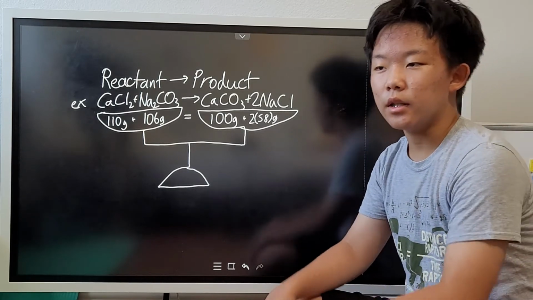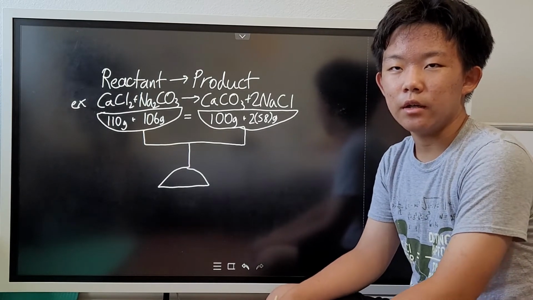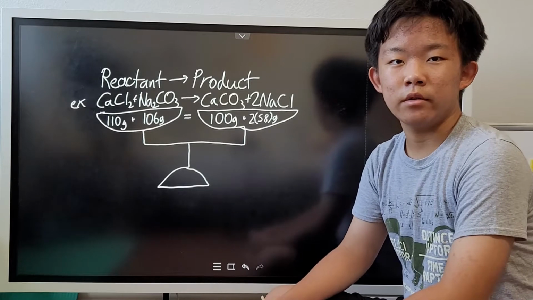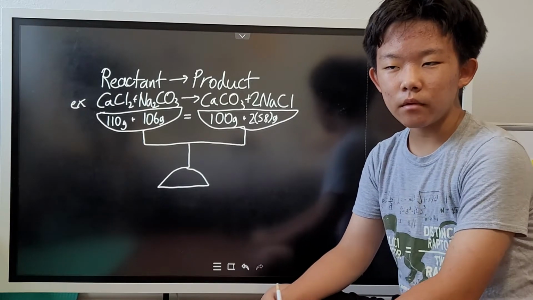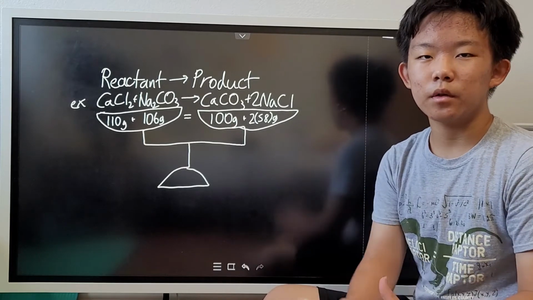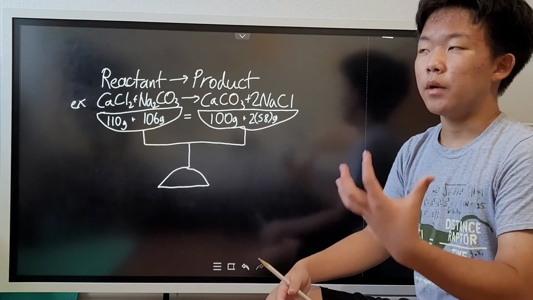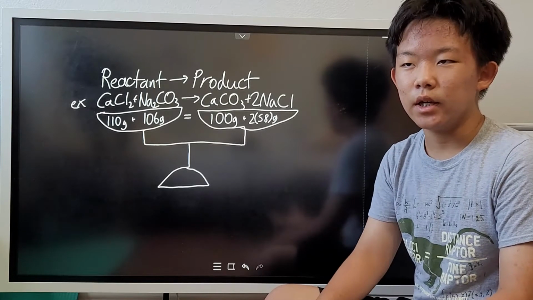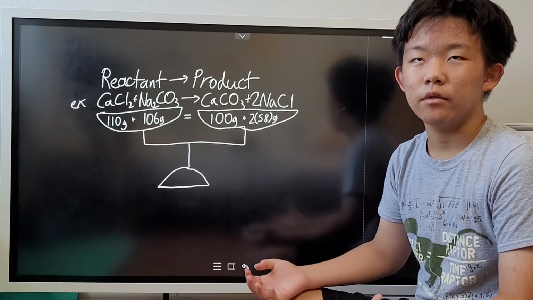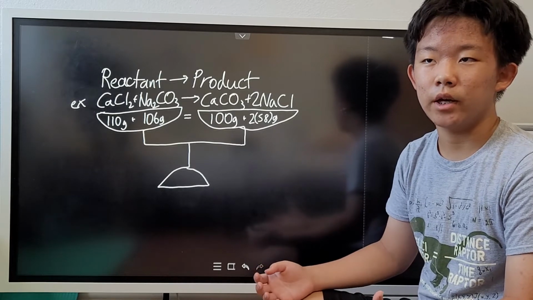So the first thing that led to Dalton's atomic theory was Antoine Lavoisier's law of conservation of matter. This law states that in a chemical reaction, the mass of the reactants, which are the chemicals that react, is the same as the mass of the products, which are the compounds that are produced in the reaction.